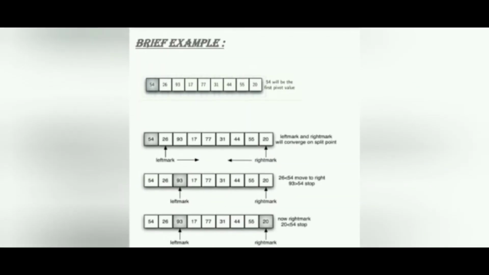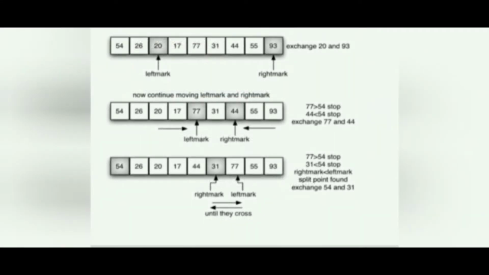A brief example for quicksort. Here we consider 54 as the pivot element. Now the left mark and right mark will converge on the split point. Here 26 is less than 54, so move to the right. 93 is greater than 54, so now stop. Right mark: 20 is less than 54, so the right mark stops. Now exchange the elements 20 and 93. Here we continue moving the left mark and right mark.